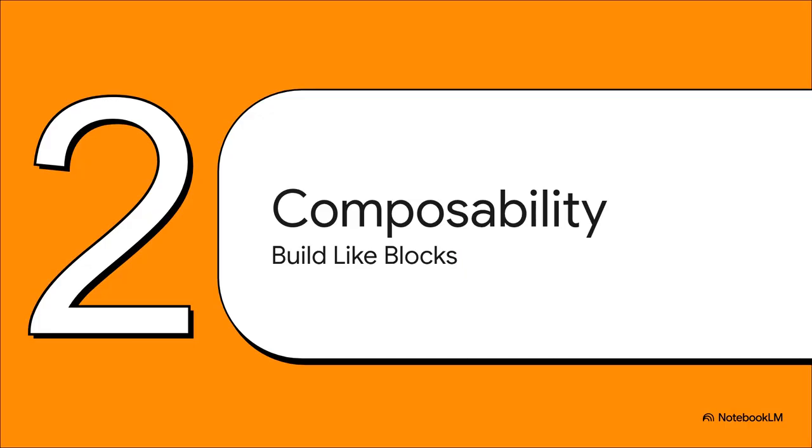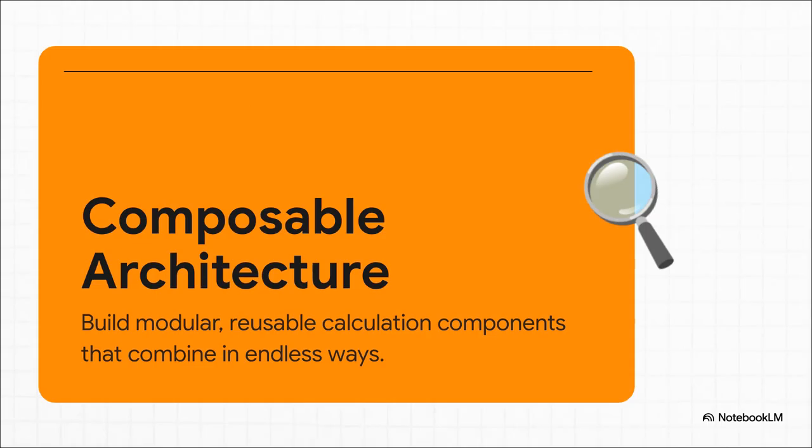Okay, so here's a really important point. This isn't just some simple conversion tool. To really get what makes it so powerful, you have to understand the philosophy behind it, and it's all about one word: composability. Seriously, the best way to think about it is like you're building with Legos. So what is a composable architecture? It just means that you build these small, self-contained little calculation components that you can then reuse and snap together in a million different ways. So instead of building one giant, clunky, monolithic calculation, you build small, smart, and totally reusable pieces.